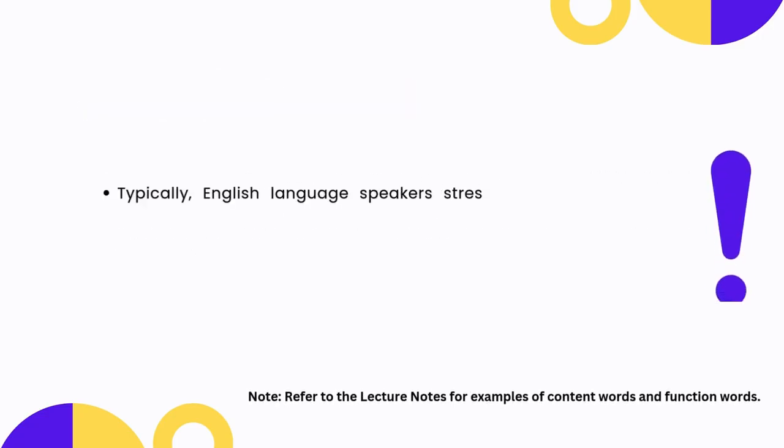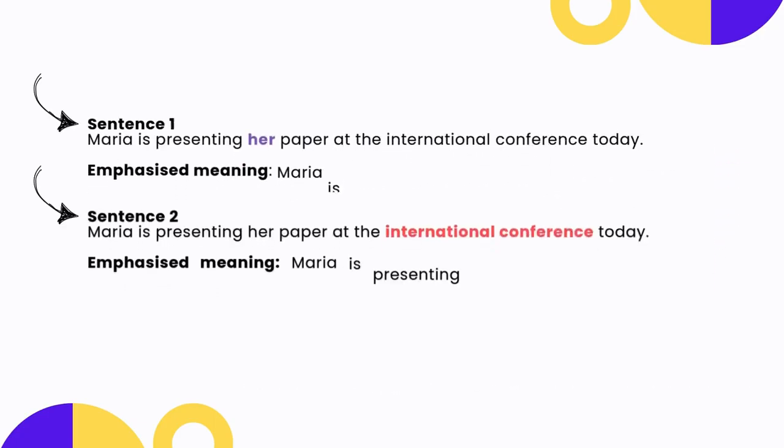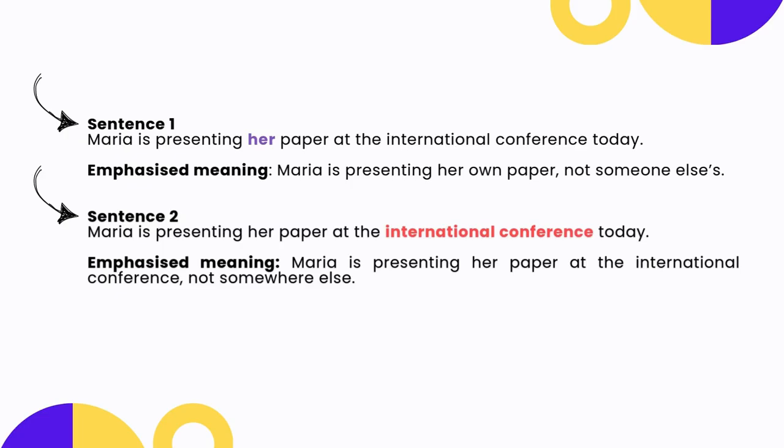Typically, English language speakers stress the content words when speaking. However, there is an exception to this rule, especially when we wish to emphasize other meanings. Function words may be stressed. The following examples illustrate the possible meanings which are emphasized when different words are stressed.